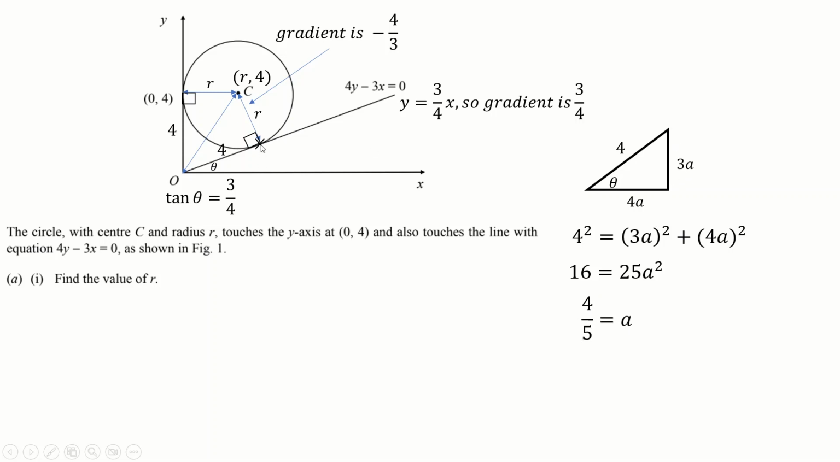And remember, that's this length here, which is the y coordinate of that point. And this length here is 4 times 4/5, which is 16/5, and that's the x coordinate of that point. So I've got the coordinates of that point now.